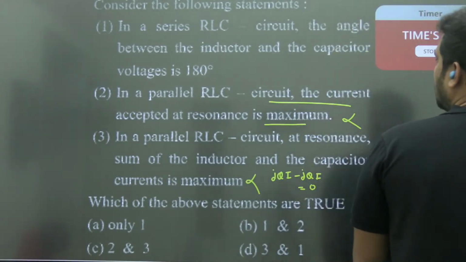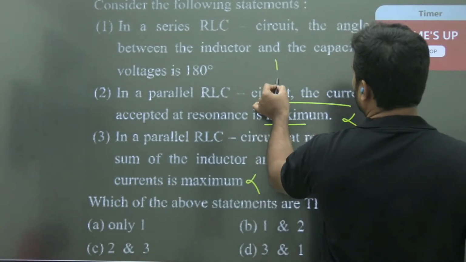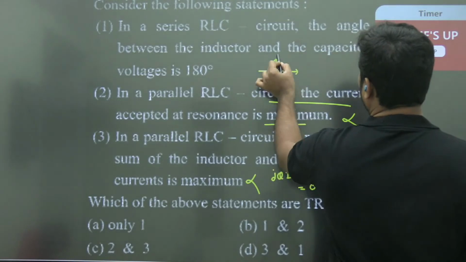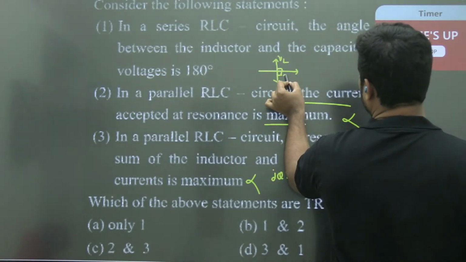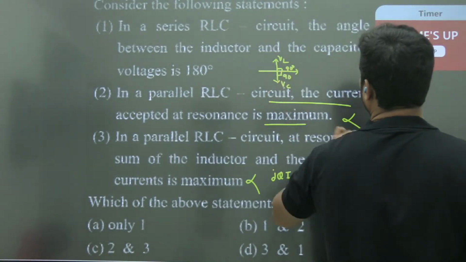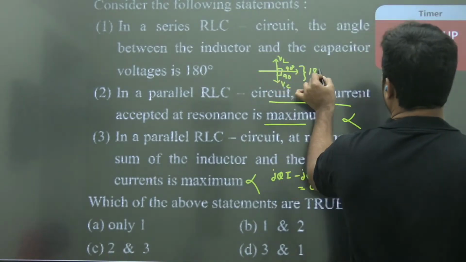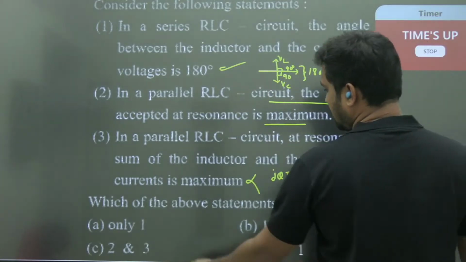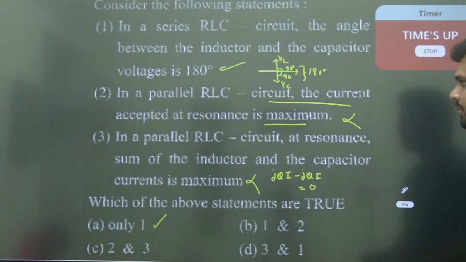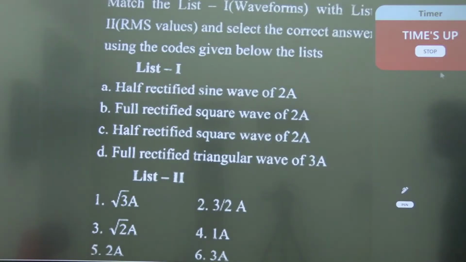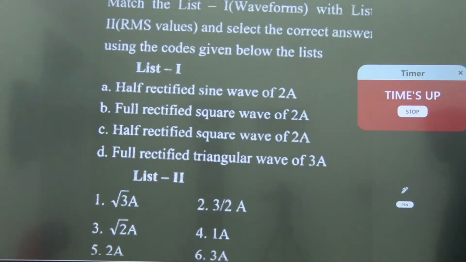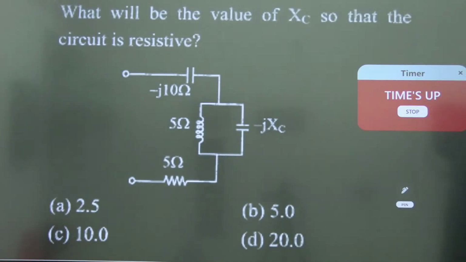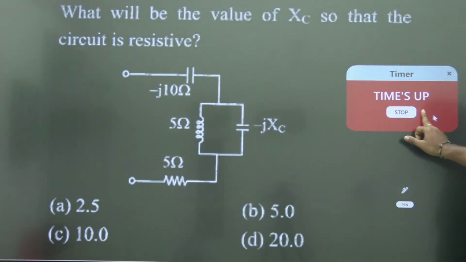Series RLC circuit, the angle between inductor and capacitor voltages: this is VL, VC, 180 degrees. So only the first option is correct. Next one. RMS has not been discussed yet, so skip that. Okay, try this question. It's a good question.